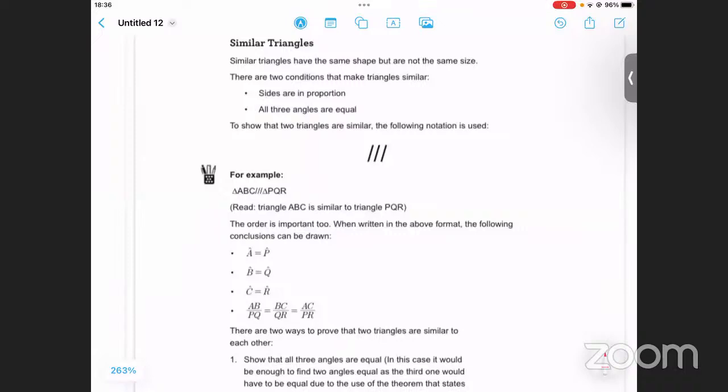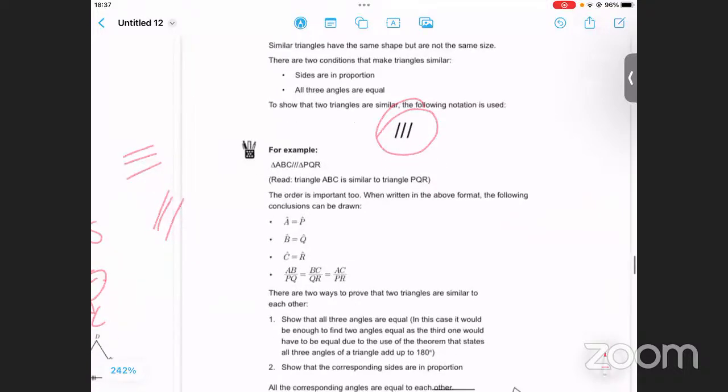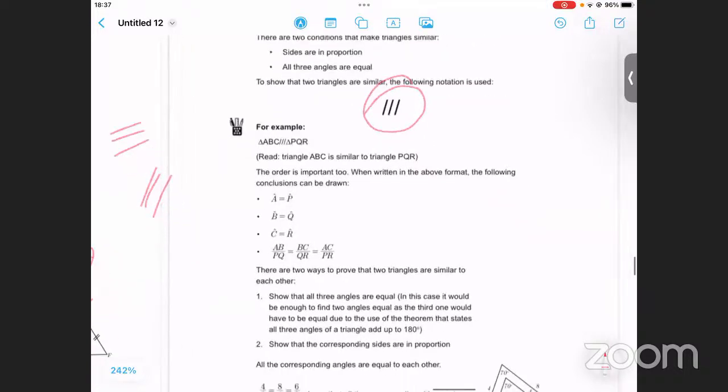To show that two triangles are similar, you look at the notation. Remember congruency and similarity are written differently, so you shouldn't confuse those. For example, triangle ABC is similar to triangle PQR, and this is how you say it. The order is important too, just like with congruency.